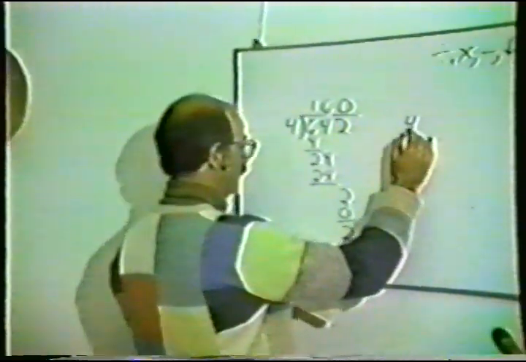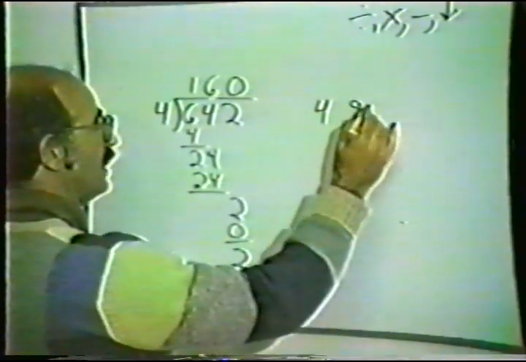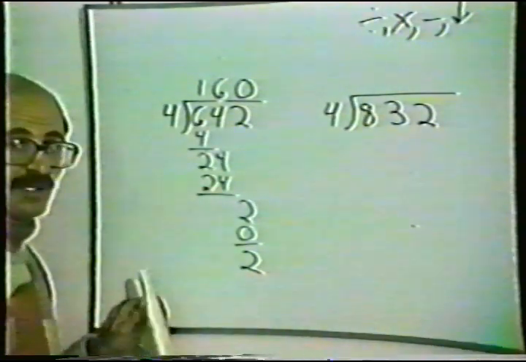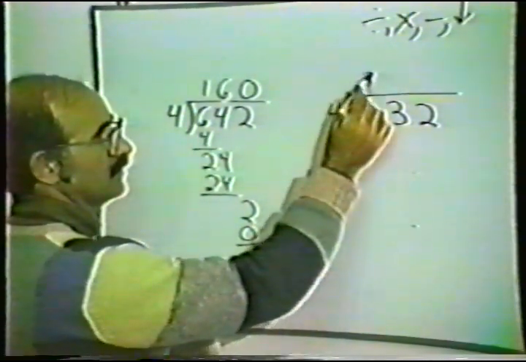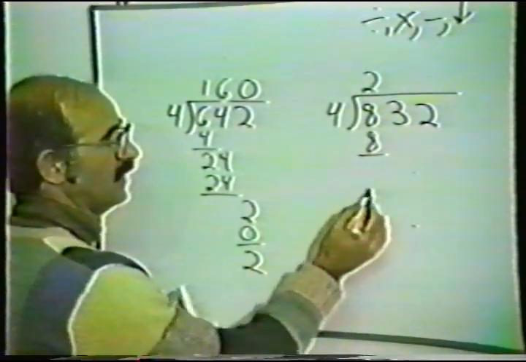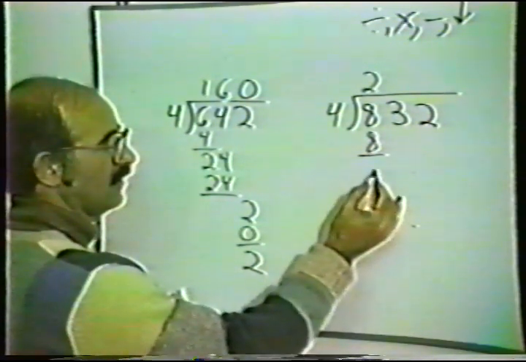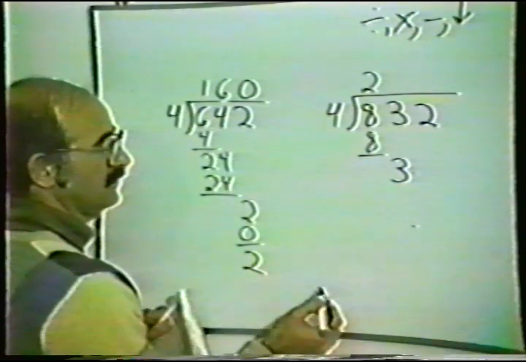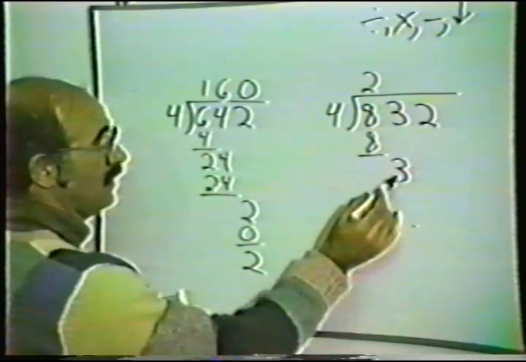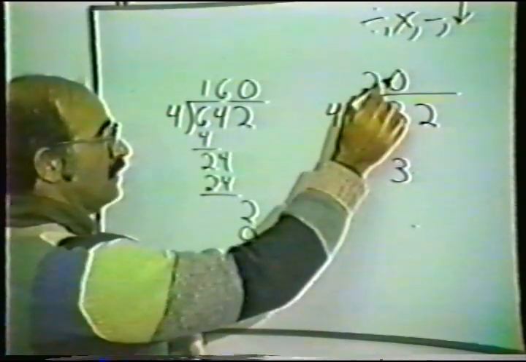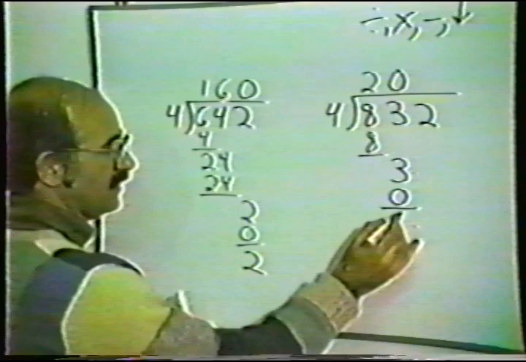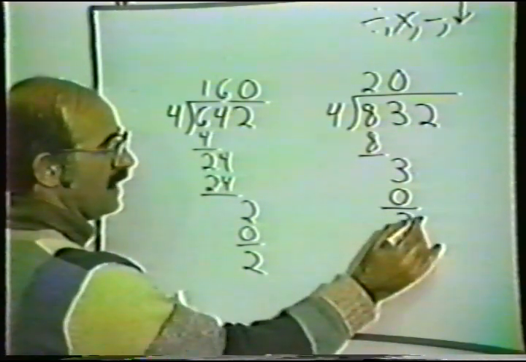Let's do one without the check. 4 into 832. 4 into 8 goes? 2. Because 2 times 4 is 8. 8 take away 8 is? 0. Bring down the 3. 4 into 3 goes 0. Put the 0 up. 0 times 4 is 0. Subtract, get 3. Bring down the 2.